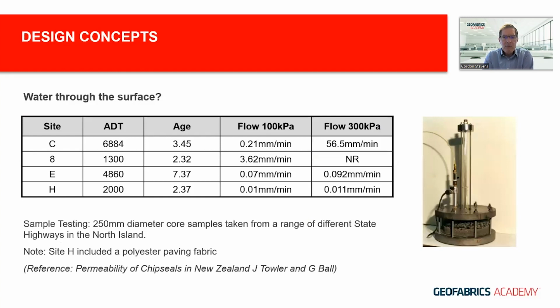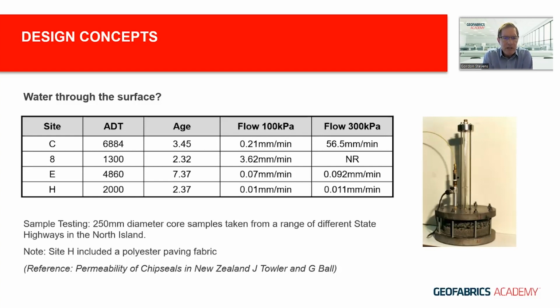And some of you may ask, well, it's a sealed surface. Why would you get water coming through that surface? What we see here is the results of some research carried out in New Zealand, where they looked at a number of sites in the North Island, Wairarapa, Hutt Valley, and Hawke's Bay regions. And they took core samples and carried out permeability testing under varying pressures, 100 kPa to 300 kPa.